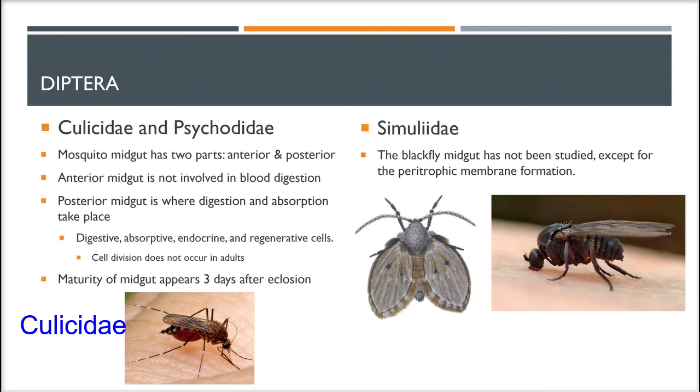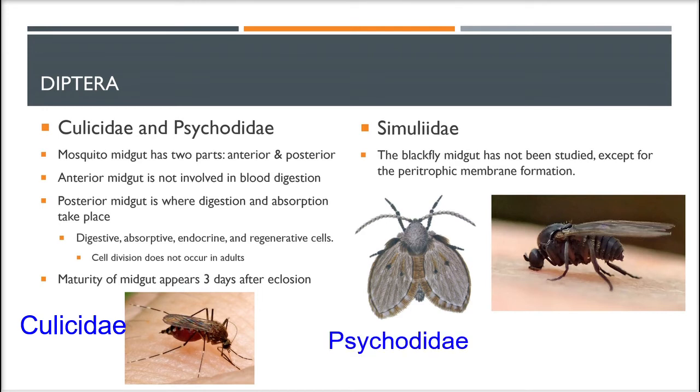Maturity of the midgut appears 3 days after eclosion. This means the time when the organism is creeping out of the egg stage or cocoon stage. During the interim, the vector may feed on nectar or sugar water until they are able to take in a blood meal.